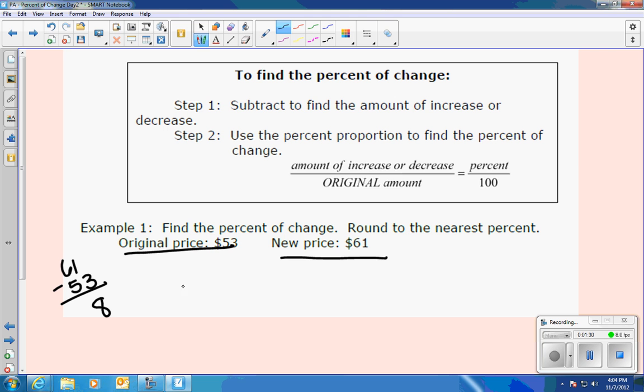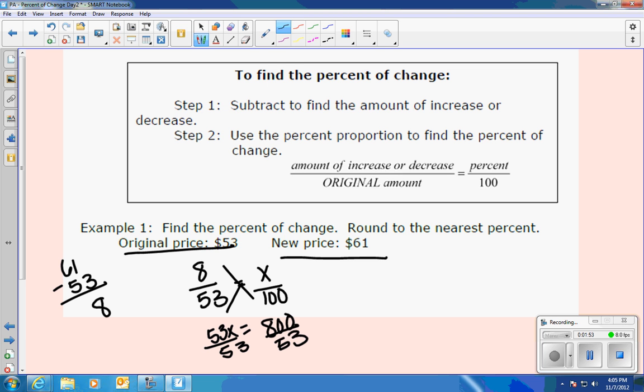This is a difference of 8. And just like yesterday, it always goes over the original amount. And we want to know what percent that is out of 100. I'm going to use a calculator to speed this up, but remember, you are cross multiplying to come up with your multiplication equation, and you're dividing to solve it. So 800 divided by 53 is 15.09 and so on. We're going to round to the nearest percent, which means this is going to stay as 15%.